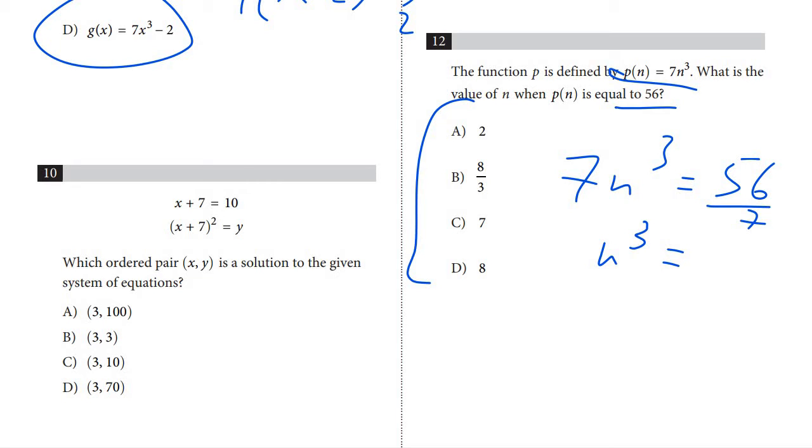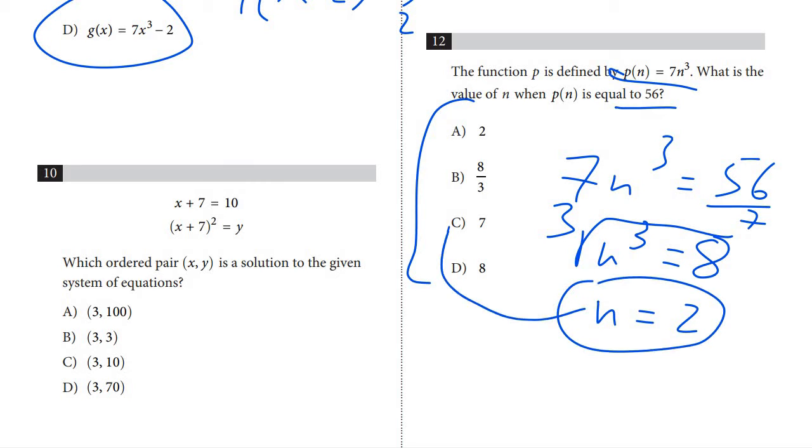56 divided by 7 is 8. And then in order to get rid of a cube, you have to cube root both sides. Cube root of n cubed is n, and the cube root of 8 is 2. So there we go. That's your answer A.